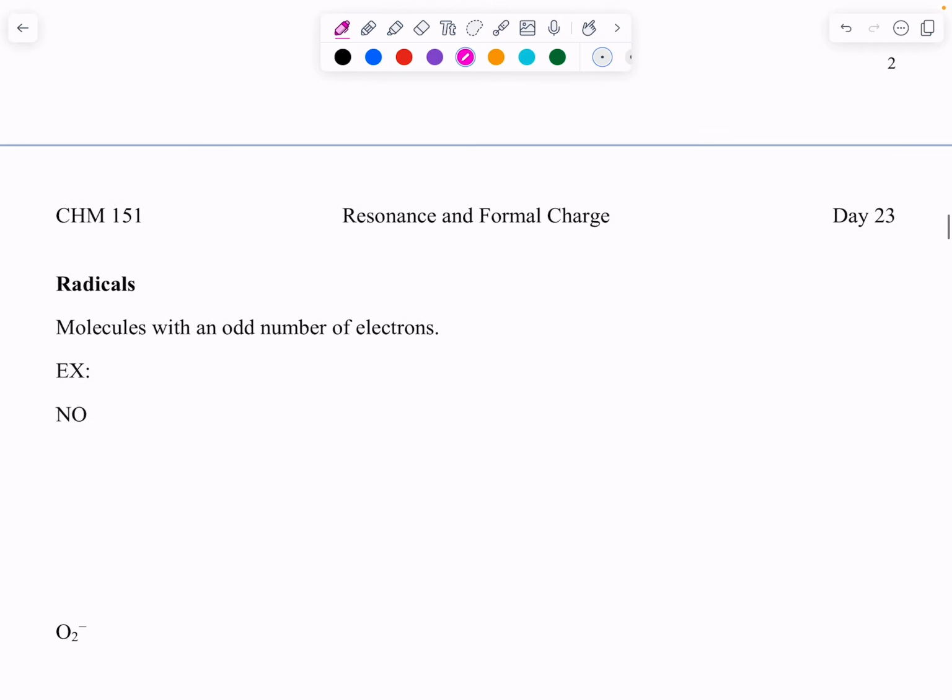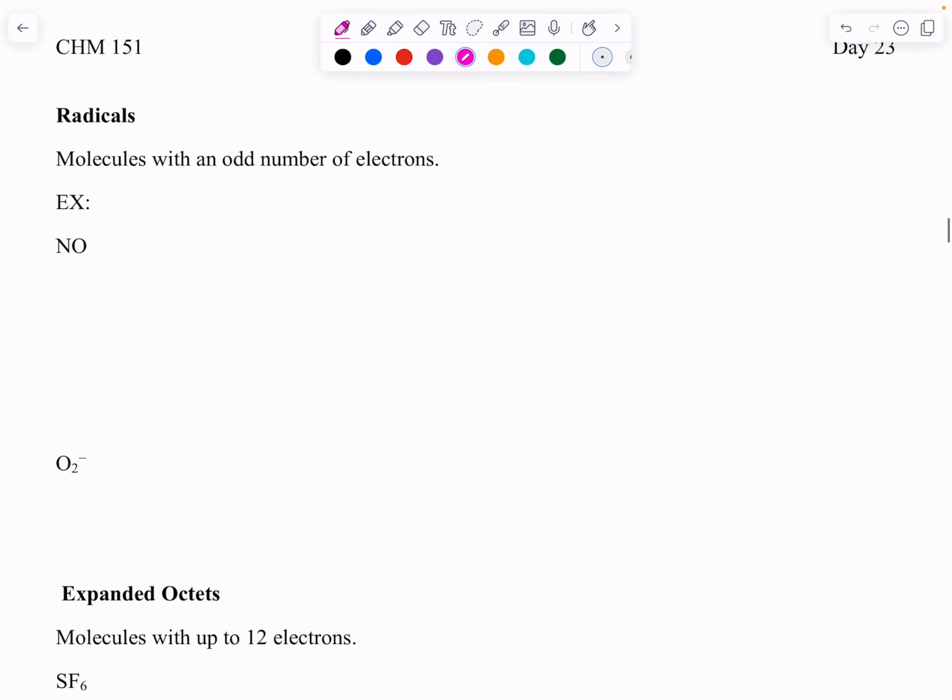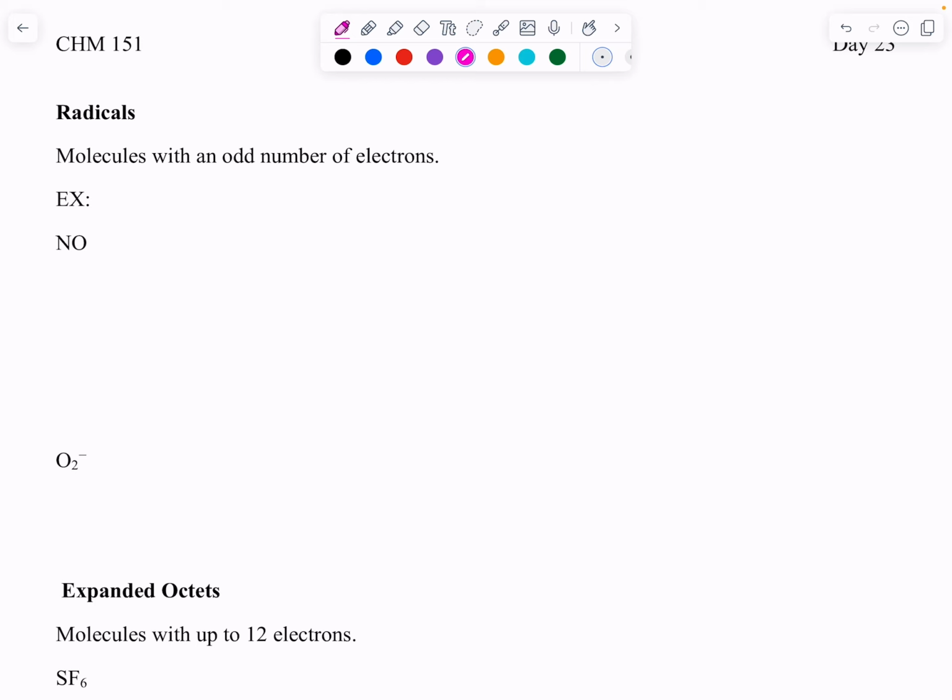Radicals are next. Okay, and then we've got expanded octets. So radicals, odd numbers. NO: 5 electrons plus 6 electrons is 11 electrons. And to O, 2, 4, 6, 8, 10, 11. There's your radical.